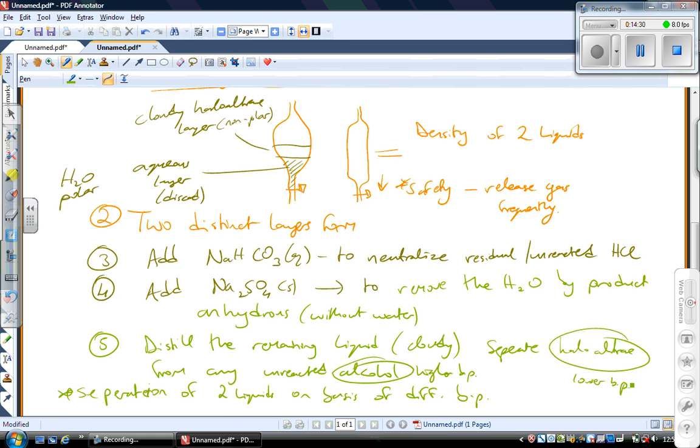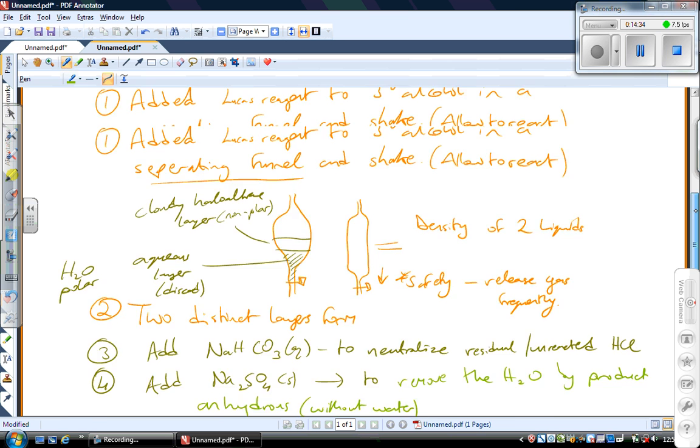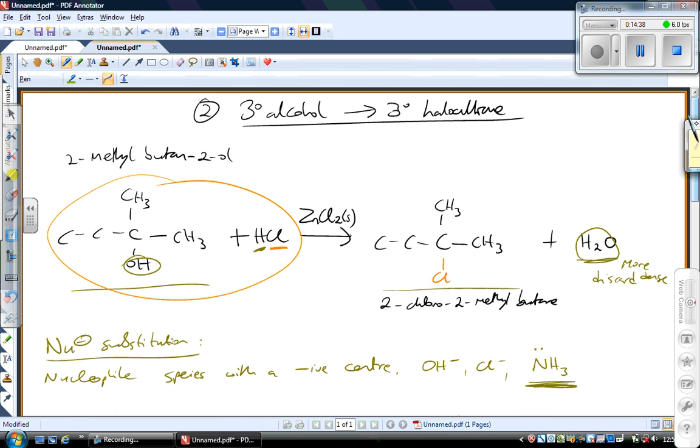So that was all the theory behind the tertiary alcohol to a tertiary haloalkane. So quite a lot there. That was a full exam question, as I say, in 2010. So check out the 2010 paper if you want to see that question. So that's the second thing we did this week, another entire lesson.